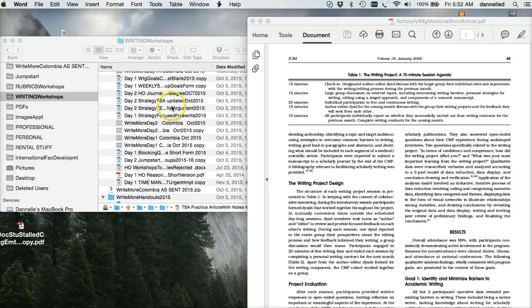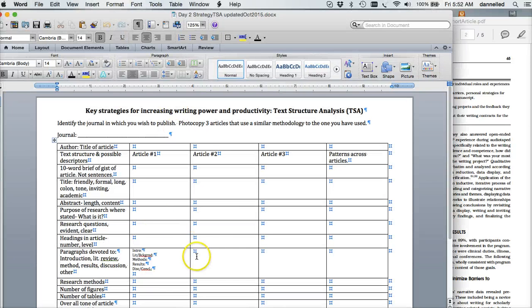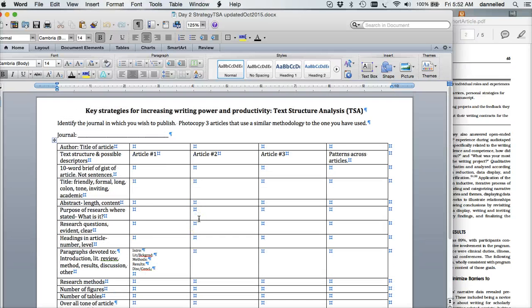Let me see if I can find one. Yeah, here's one. And this is the one that's in your packet. It has the journal. I usually put the date as well. And then the other thing that this has, I hope, doesn't look, oh, research methods. Yeah, I did add research methods. Sometimes you want to know that, qualitative or quantitative, but otherwise this is the form that you will have, and you'll do three articles, and don't forget to put the author and a short version of the title here.